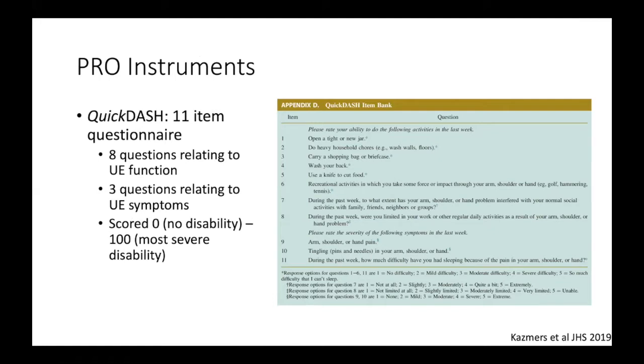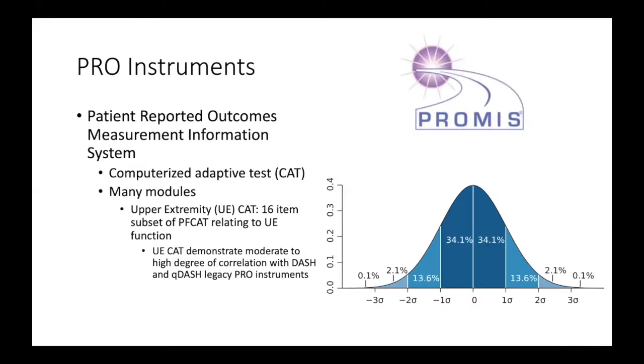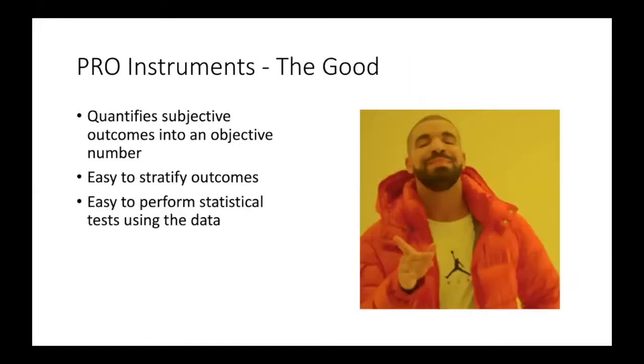This is a shortened version of the disabilities of the arm, shoulder, and hand questionnaire, which asks the patient 11 questions, 8 relating to upper extremity function and 3 relating to upper extremity symptoms. It's scored from 0, a state of no disability, to 100, a state of most severe disability. Additionally, we collect the PROMIS upper extremity computer adaptive test, which is a subset of the physical function computer adaptive test, relating only to upper extremity function. Scores are reported as a T-score, where a score of 50 represents the population mean, and every 10 points above or below 50 represents a standard deviation from the population mean.